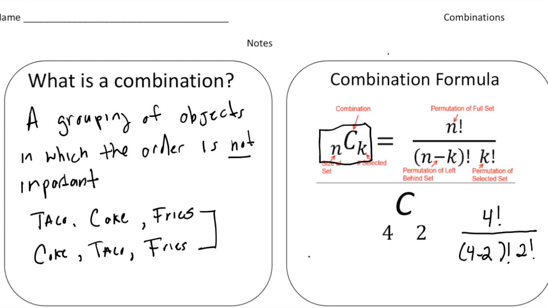So 4 factorial really means 4 times 3 times 2 times 1 over, now 4 take away 2 is 2, so it's going to be 2 factorial, which is really 2 times 1. And then we have another 2 factorial, which is really 2 times 1. So now what I can do is reduce. I can cross off a common factor of 2, and I can reduce this with this and make that a 2. And what's left over is 2 times 3, which is 6. So there are 6 total combinations when you have 4 items and you pick 2.